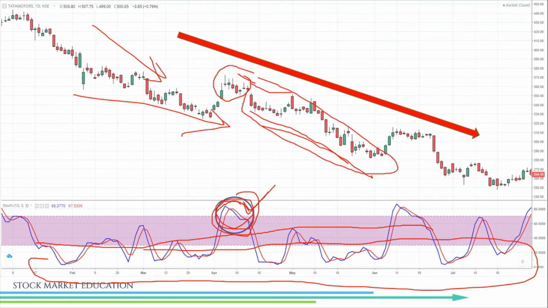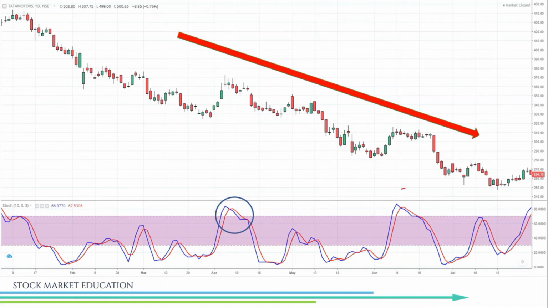Now again, after the first signal, the second signal, here also you can see that the price bounced. The stochastics came to the overbought territory and then it gave a sell signal. So even this would have been a good short selling opportunity with a very nice stop loss. As you can see, it is a downtrend, right?